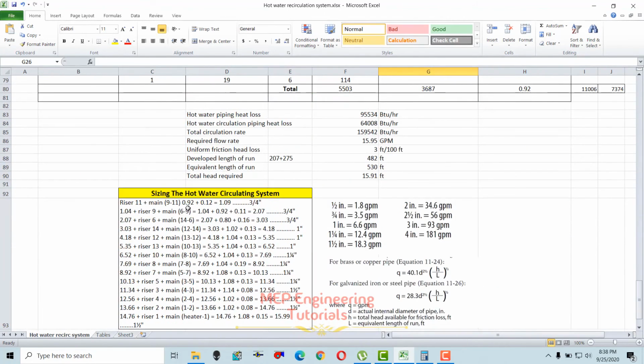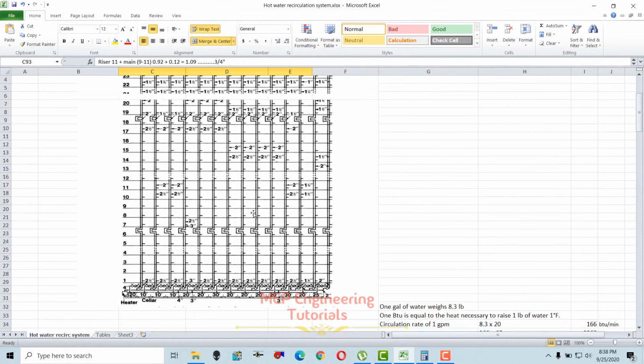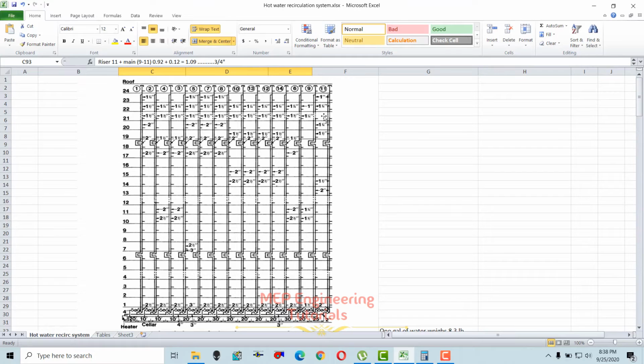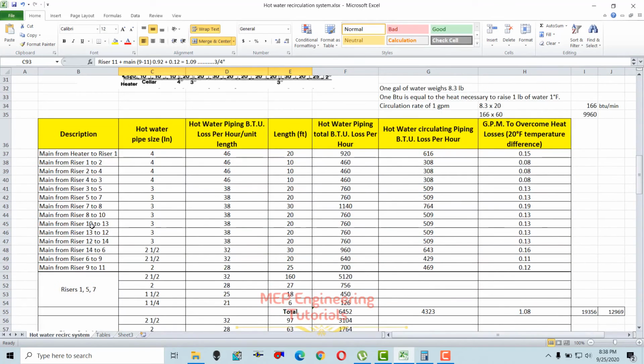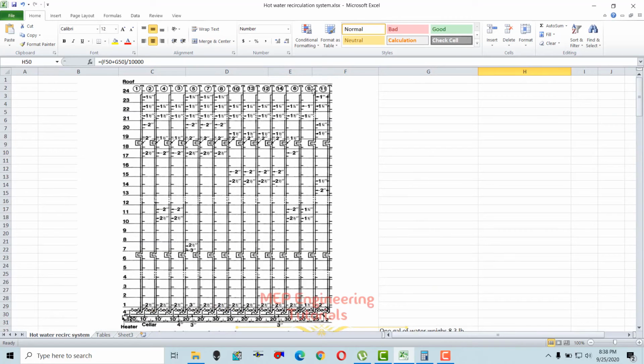If you see here, this is riser 11 plus main 9 to 11. First we calculate the GPM, and based on GPM we will get the sizes. So between 9 to 11, how much is the GPM we got from main, from riser 9 to 11? If you see, the GPM is 0.12 between riser 9 and 11.